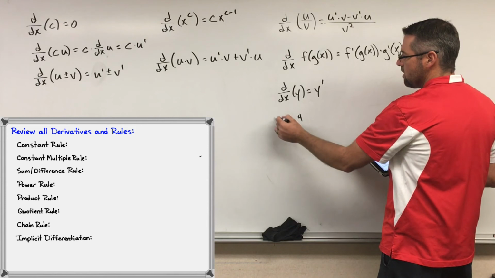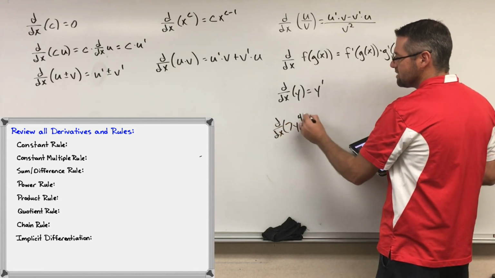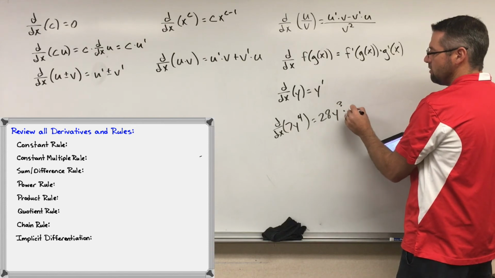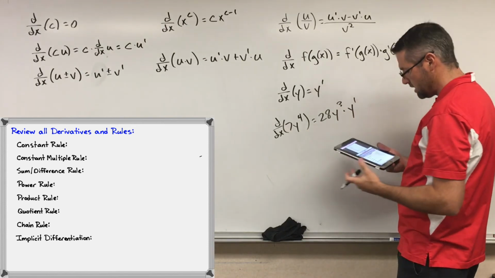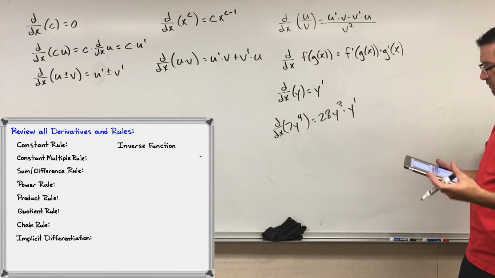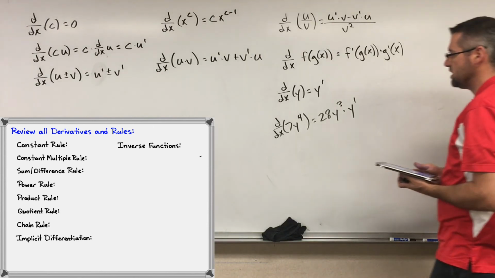The derivative of that in respect to x is going to be 28y to the third using the power rule, and then times y prime. Okay, so that's kind of the implicit differentiation. Then we have the inverse functions. So this one gets interesting.